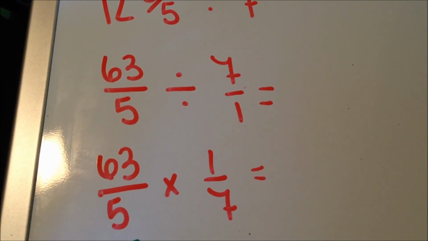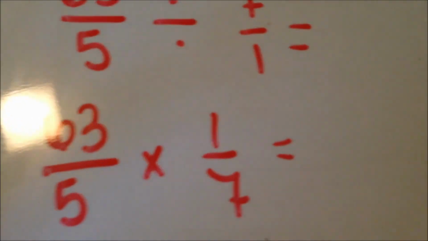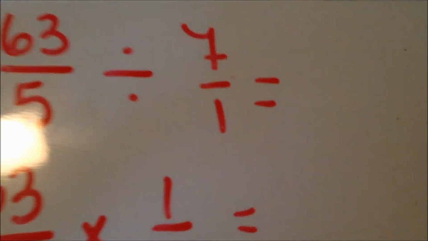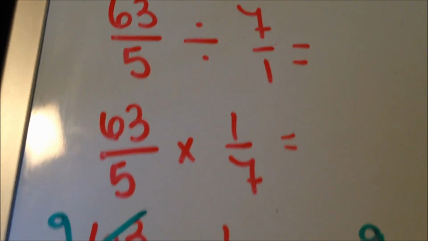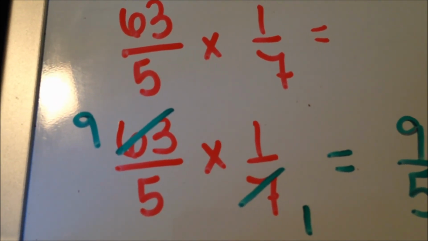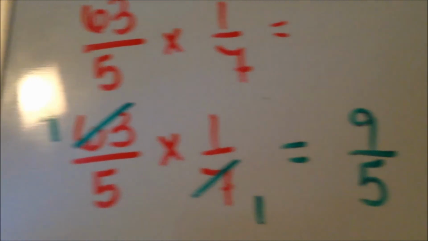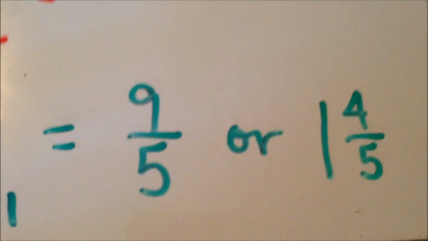The next thing we want to do is cross-reduce if possible. 63 and 7 can cross-reduce. Both are divisible by 7. And then 1 and 5 cannot cross-reduce, so you don't have to do anything with them. So 63 changes into 9 and 7 changes into 1. Our final answer is 9 times 1 over 5 times 1. So we end up with 9/5, or if you want to, you can convert it into a mixed number, 1 and 4/5.